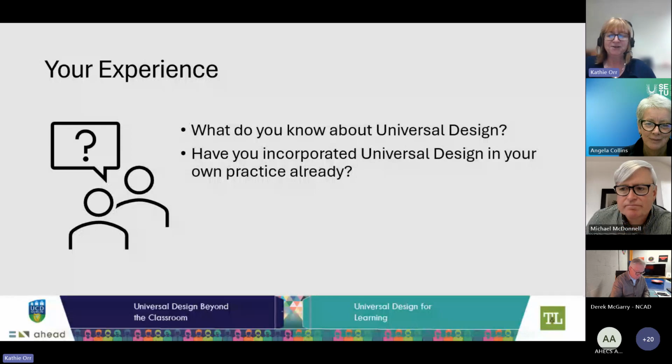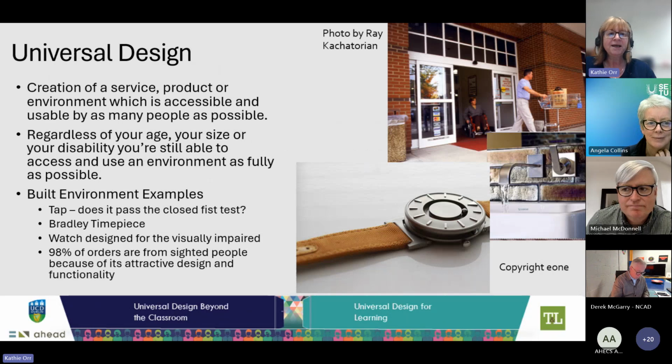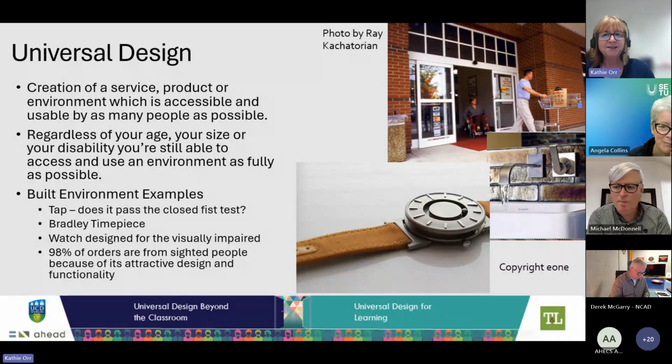So I just thought I'd throw that open, as some people may have experience of universal design in their own context already. So what is universal design? You'll forgive me if you know some of this already. Universal design started in the built environment around the idea of designing in accessibility and inclusion from the start rather than retrofitting it. So universal design is the creation of a service, a product, or an environment which is as accessible and usable by as many people as possible, regardless of your age, your size, or your disability, so you'll still be able to access and use an environment as fully as possible. You'll see three examples here.